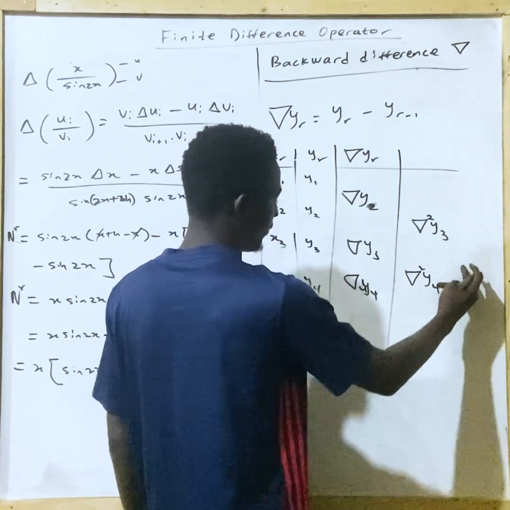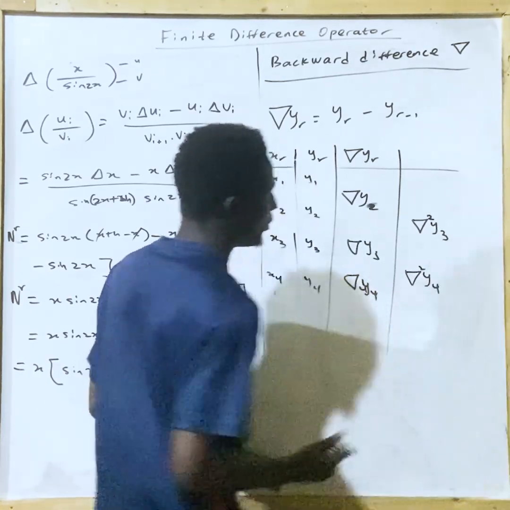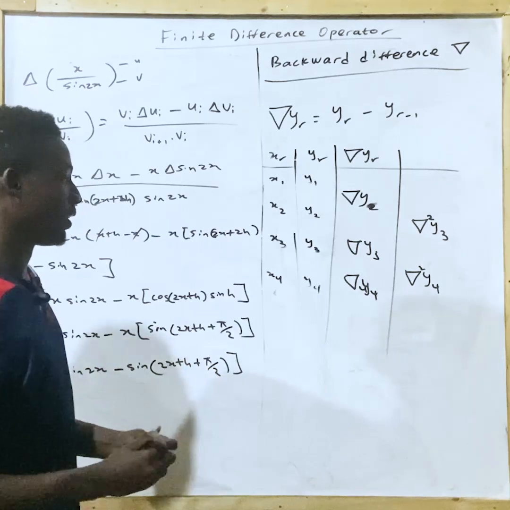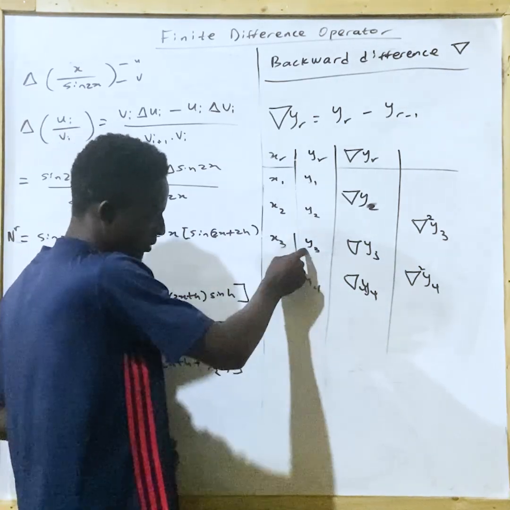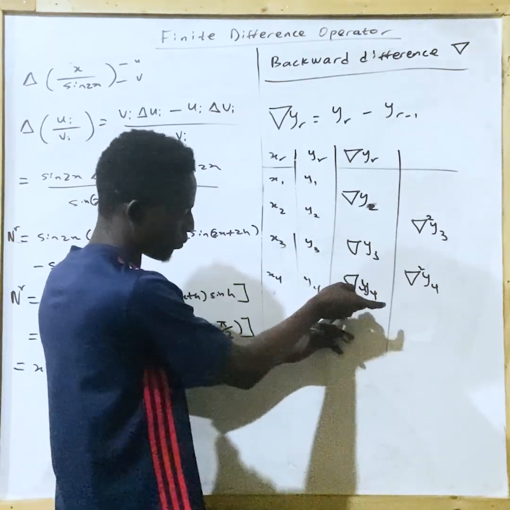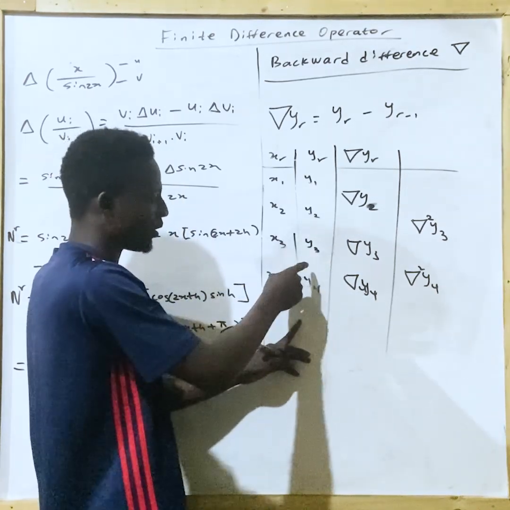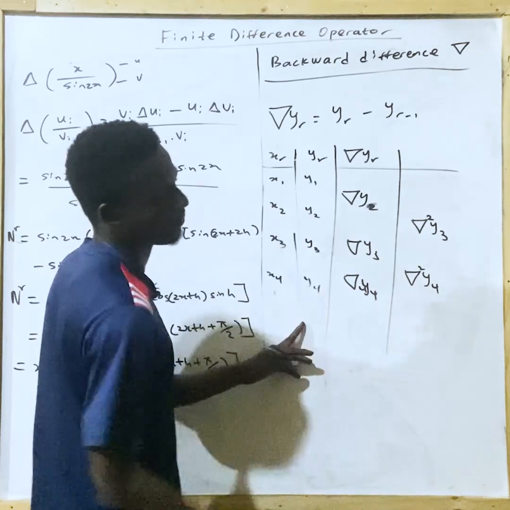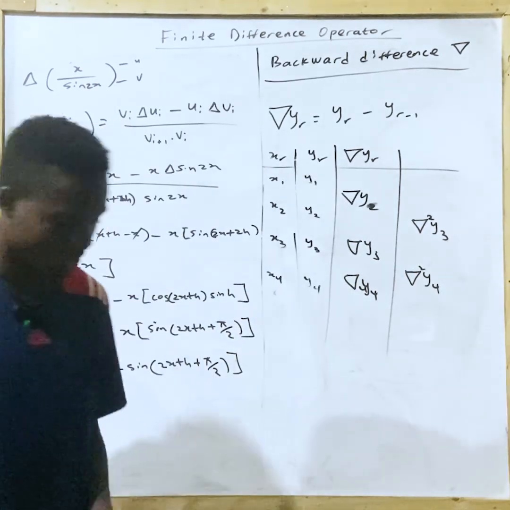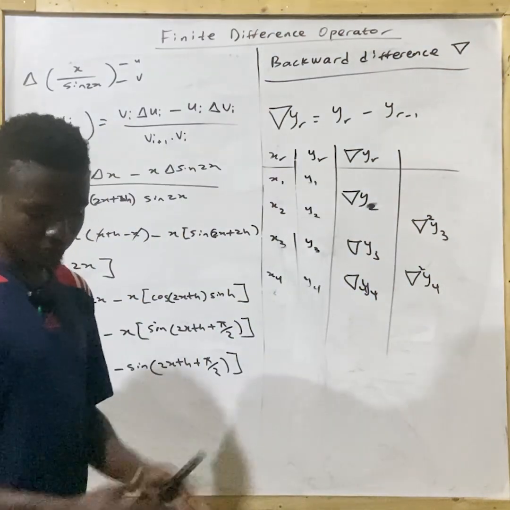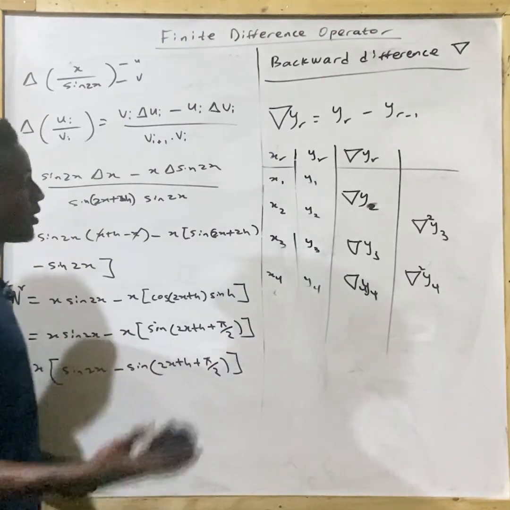So if I do the same, I'll be having my backward difference of y4. So that's just the technique. If you do this minus this, you're talking about the backward difference of y4. But if you do this minus this in forward difference, you're talking about the forward difference of y3. So that's just the relationship between them. So, some proving. Let's take this example.